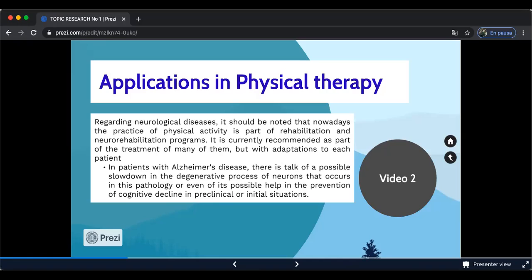In patients with Alzheimer's disease, there is thought to be a possibility of slowing down the degenerative process of neurons that occurs in the pathology, or even of helping in the prevention of cognitive decline in preclinical or initial situations.